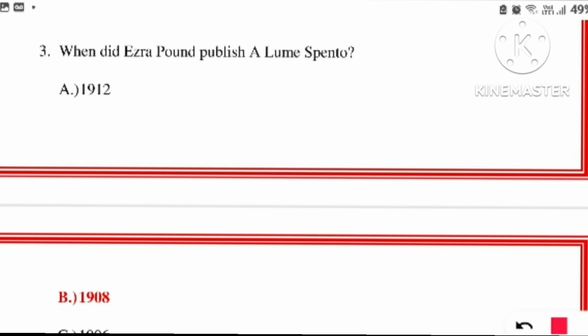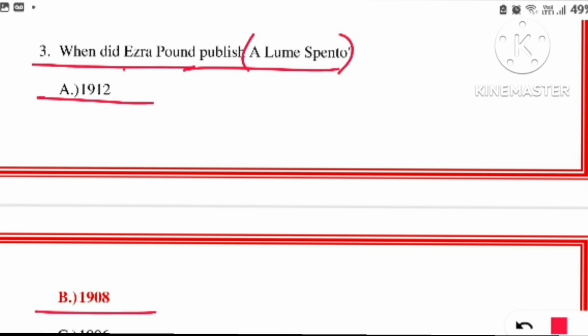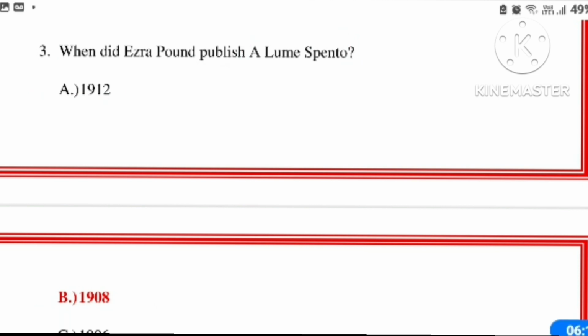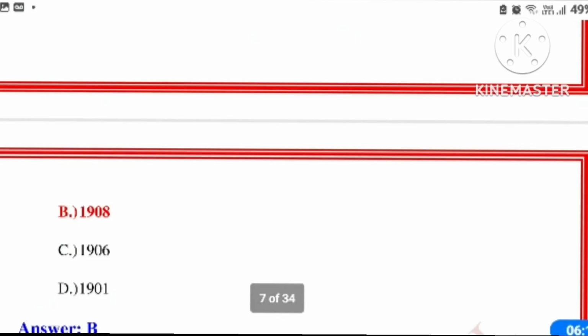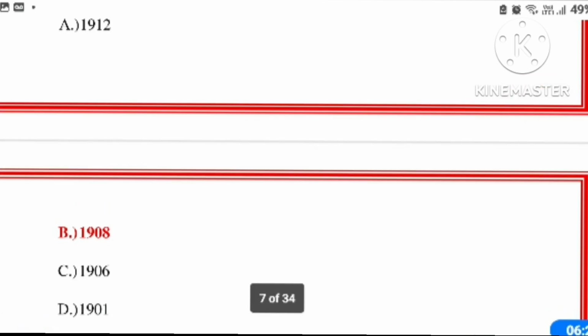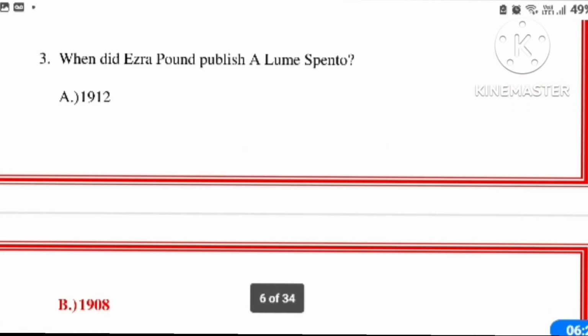Question number 3. When did Ezra Pound publish A Lume Spento? A Lume Spento is a work of Ezra Pound. When did he publish it? Option A, 1912. Option B, 1908. Option C, 1906, and option D, 1901. The right answer is 1908. Ezra Pound published A Lume Spento in the year 1908.